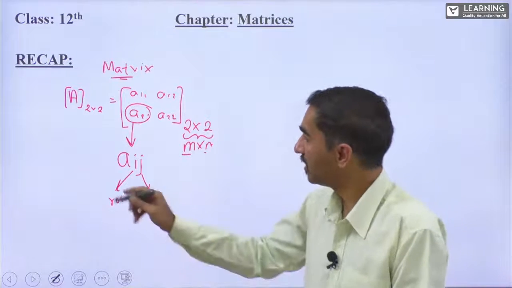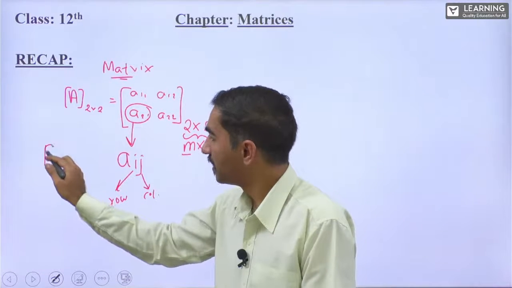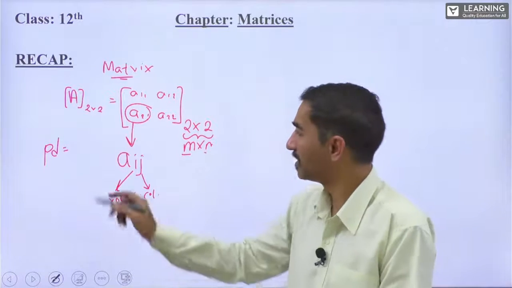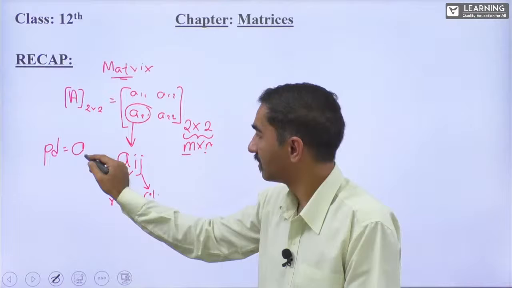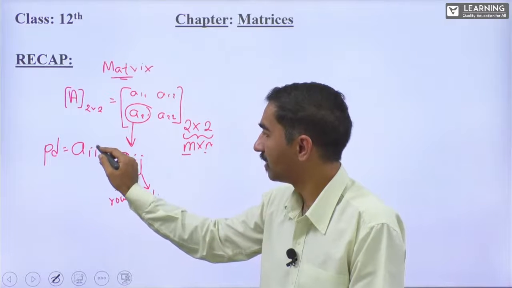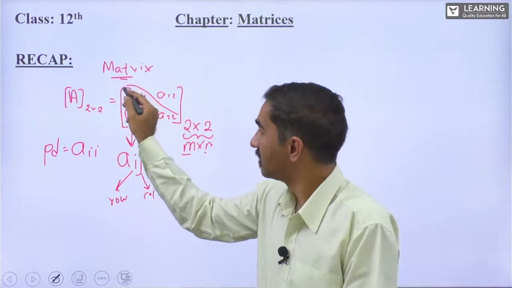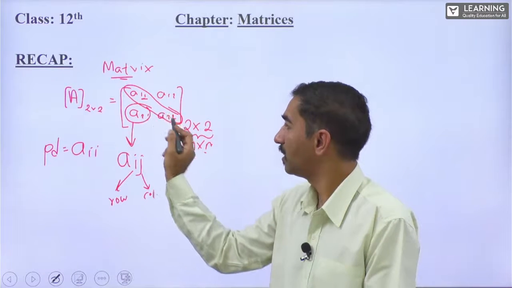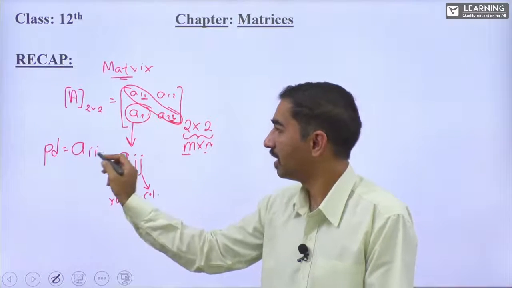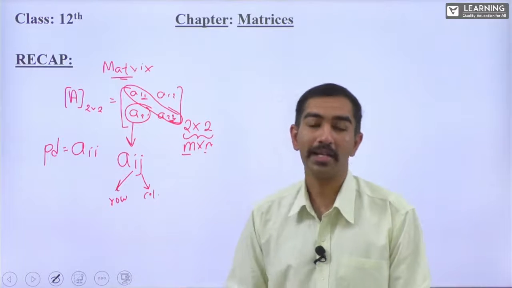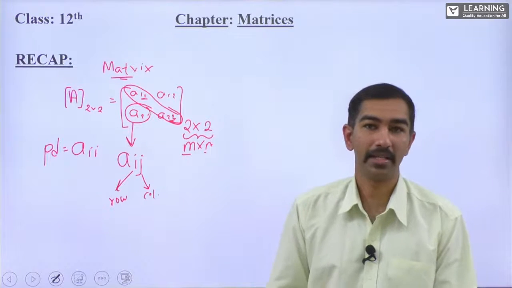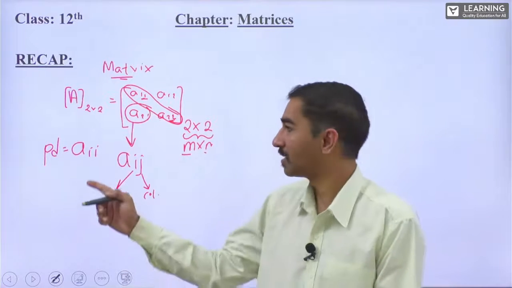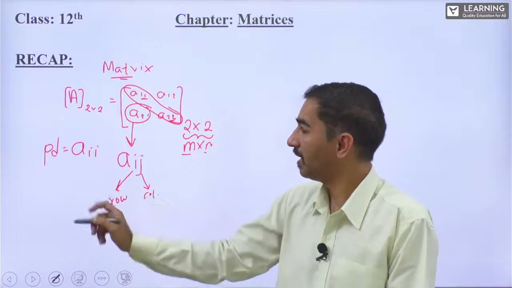Apart from this, what did we see? We saw the meaning of principal diagonal. How do we define principal diagonal, students? Very simple. Aii, correct? Aii is called the principal diagonal. See here, 1,1 and 2,2. Both are the same, right? Aii. Same row and same column. The elements which are in the same row and same column, all those elements are called what? Principal diagonal. So principal diagonal is defined by Aii.